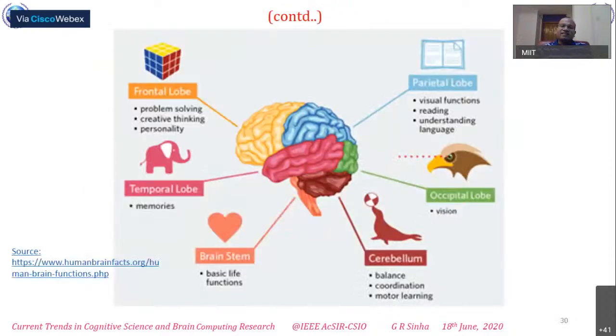I think this is the further description of the previous slide. In this part you can see the frontal lobe: problem solving, creative thinking, personality. The temporal lobe is related with memory. The brainstem handles basic life functions, basic life activities. The cerebellum is balance, coordination, motor learning. This occipital lobe, the green area, is related with vision capability. The parietal lobe is associated with visual capability, reading, understanding, language, all these capabilities.